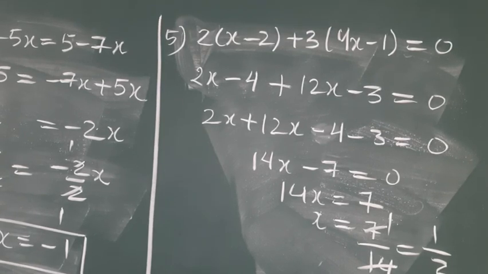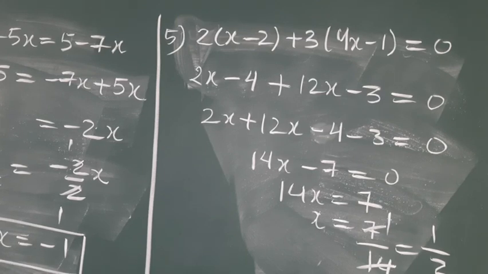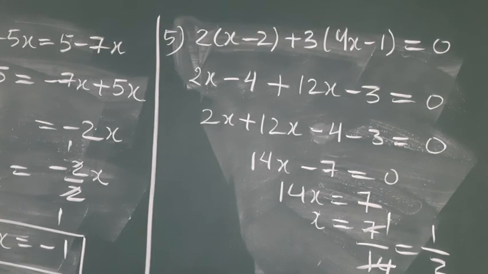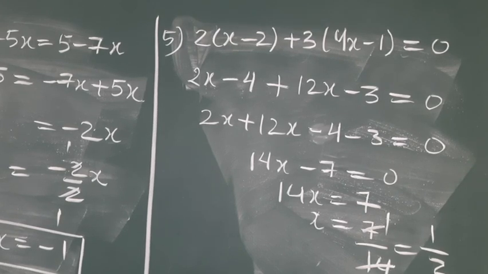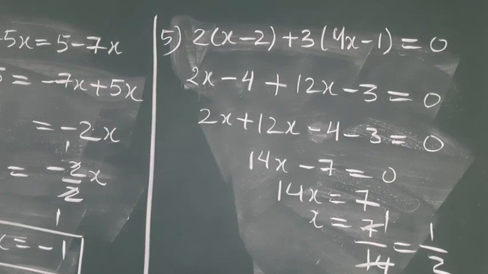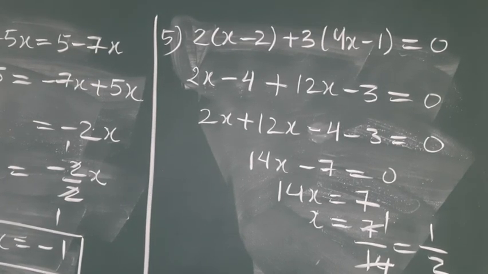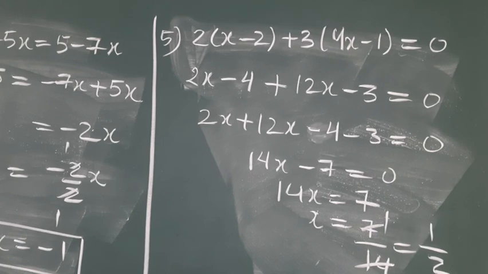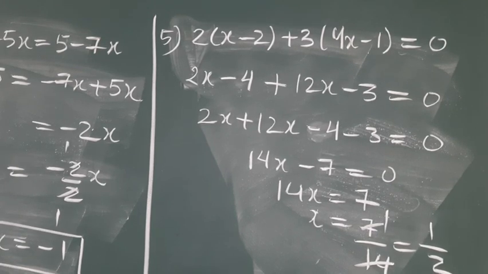Now the next step would be collecting all the like terms together. So as you all can see, 2x plus 12x minus 4 minus 3. So now 2x plus 12x is 14x, right, and minus 4 minus 3 is equal to minus 7, because minus minus plus, and the sign of negative will be applied. Now this minus 7, once it goes to the right hand side, will become plus 7. So now 14x is equal to 7.